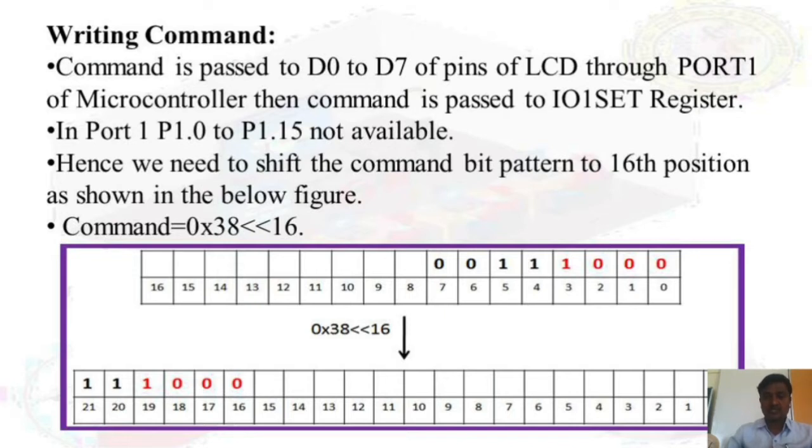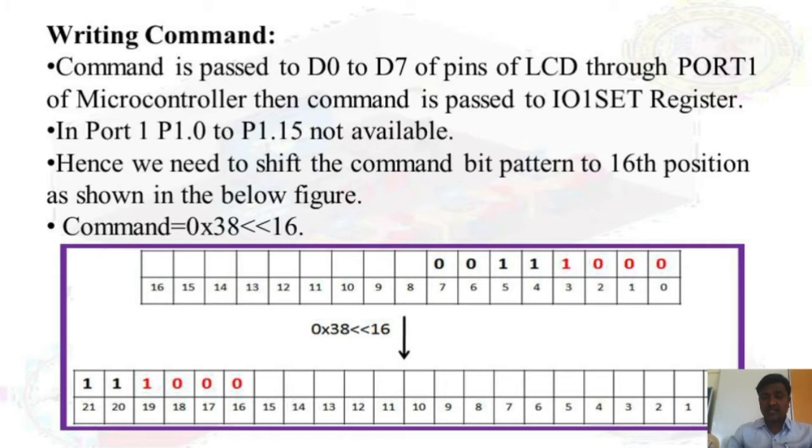Then the command is passed to the IO1SET register. Port pins P1.0 to P1.15 are not available, that is, we are not going to use them. Hence, we need to shift the command bit pattern to the 16th bit position as shown in the figure below. That is port P1.16. We have already seen we are using port 1 pins P1.16 to P1.31. So how can we execute a write command? Command 0x38 should be shifted 16 bits.